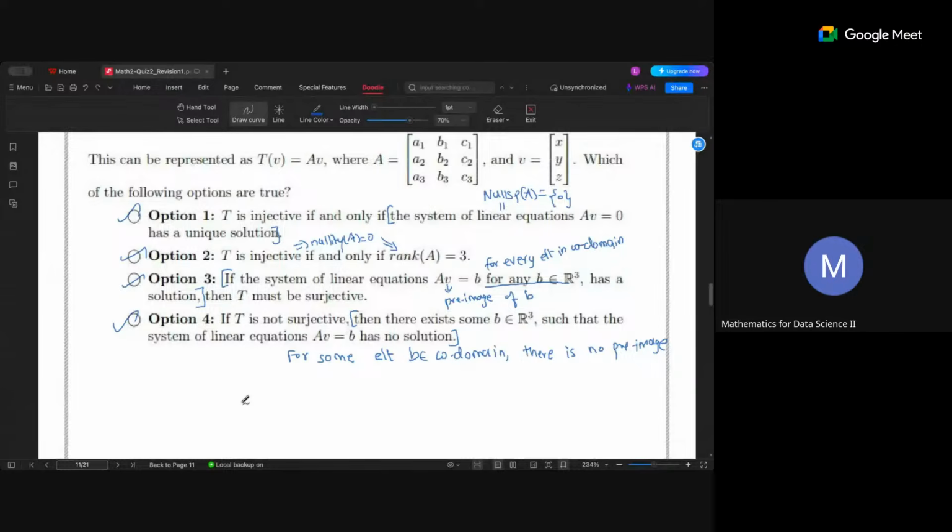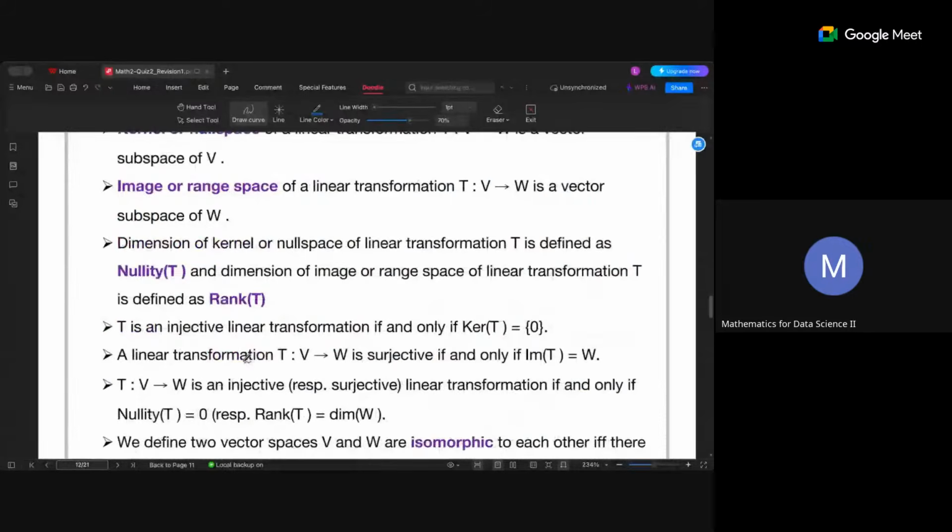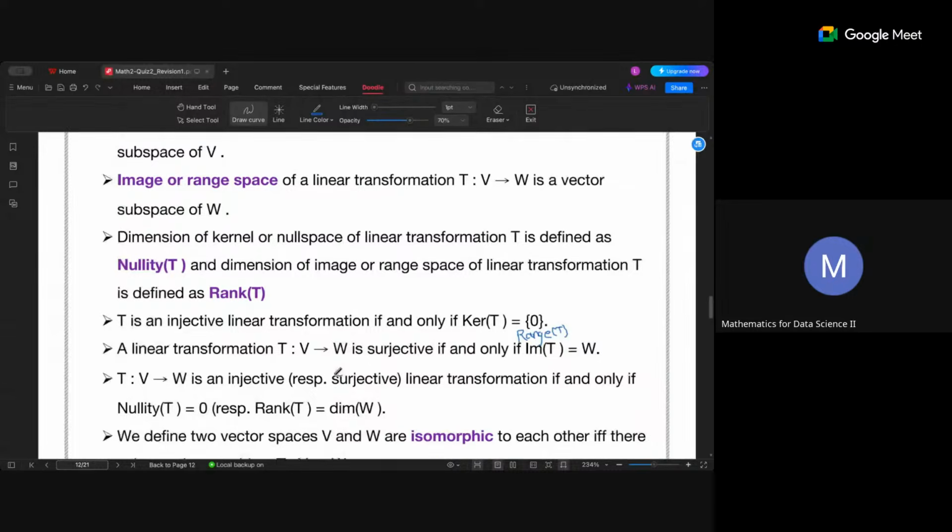Okay, so we know that the null space dimension is nullity, the dimension of range is rank, and T is injective if and only if the kernel is 0. T is surjective if and only if the image of T, which is nothing but the range of T, is W. T is injective if and only if nullity is 0, and T is surjective if and only if the rank of T is the dimension of W. All these things I have already covered.